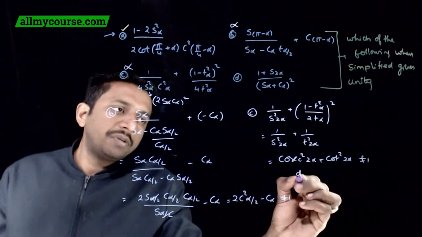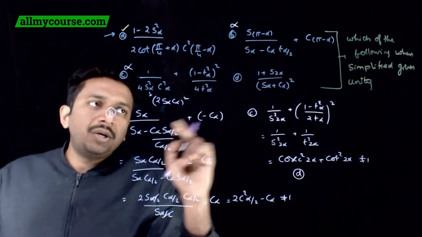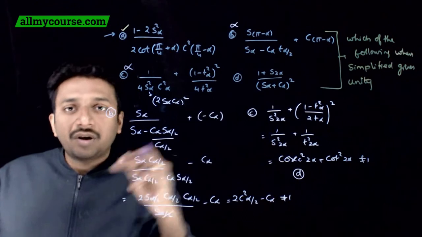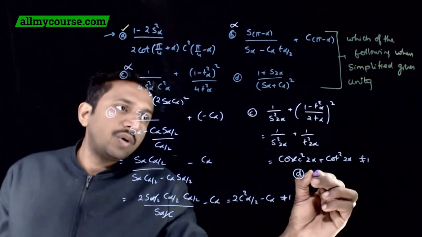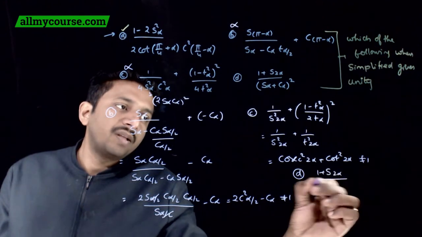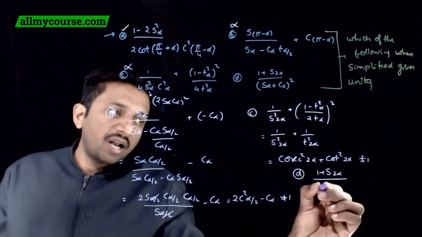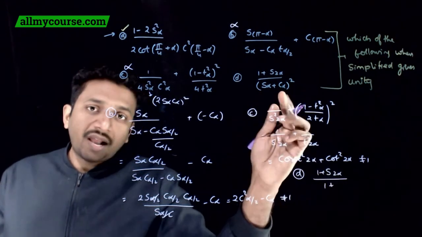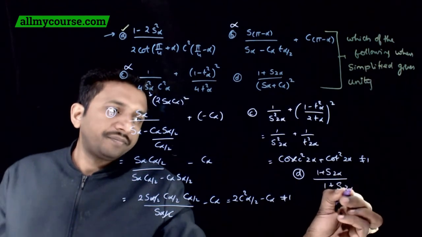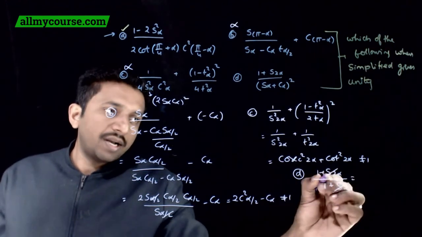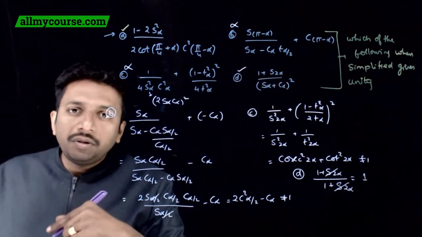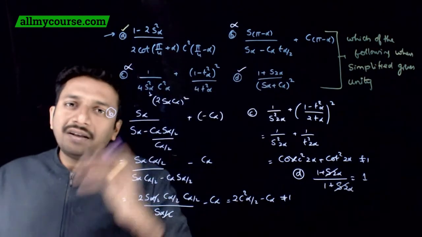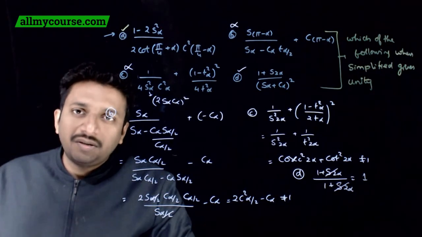So now if you go to option D, 1 plus sine 2 alpha by sine alpha plus cos alpha whole square. If you expand this, sine alpha plus cos alpha whole square is sine square alpha plus cos square alpha, which is 1, plus 2 sine alpha cos alpha, which is sine 2 alpha. So these two are getting cancelled. You're getting 1 as the answer. So this is also unity. So options A and D are the right options to this question. Thank you.